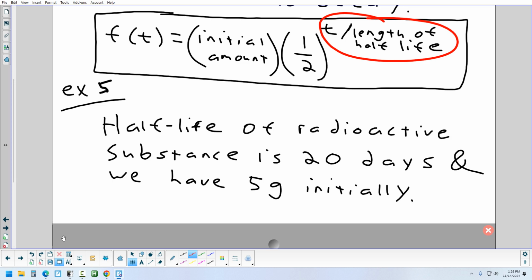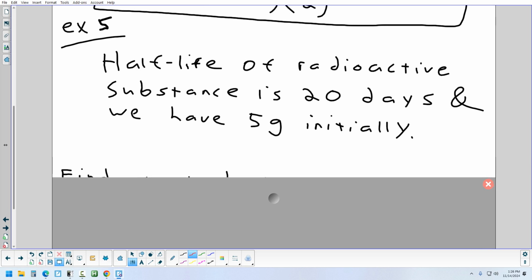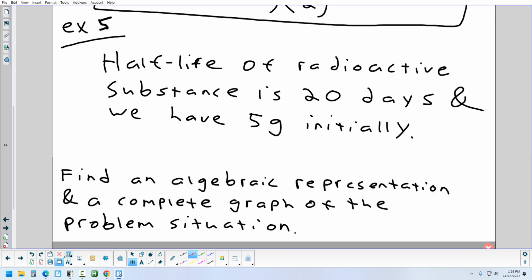Okay, so we have a radioactive substance that has a half-life of 20 days. That means every 20 days that goes by, you're going to have half of what you had. And we're starting with 5 grams. We want to figure out, well, we're going to write a formula first, and then we're going to figure something out. So let's do the amount of stuff as a function of time.